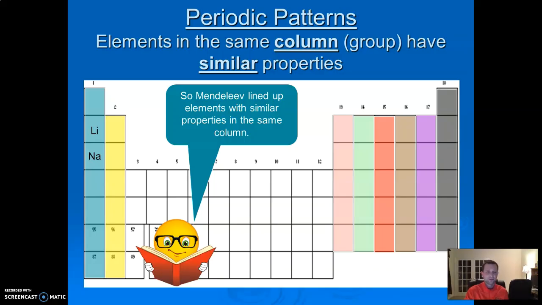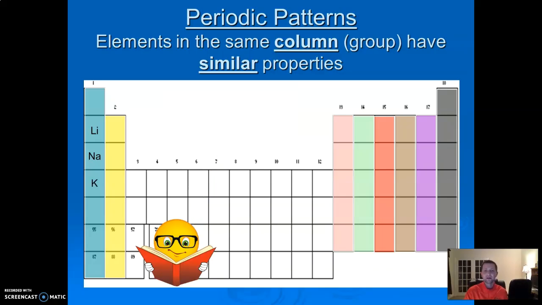Elements in the same column or group have similar properties, and there's a demo or a video I'll show you at some point of lithium, sodium, and potassium in group 1. I'll probably show you that when we talk about the trend in reactivity, but all 3 of those elements have very similar chemical and physical properties, and I'll save that for a later point. Other elements follow the same type of pattern in their respective columns.